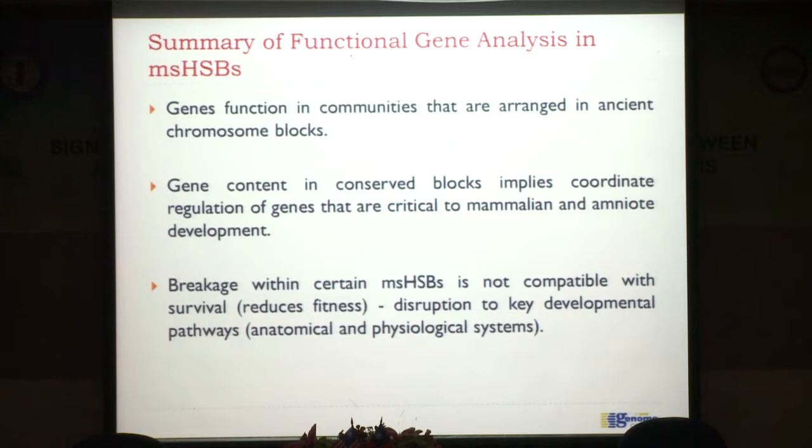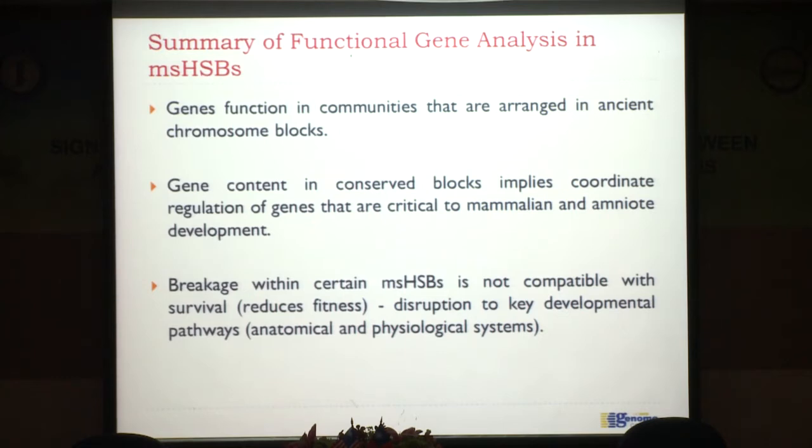And so, to summarize this, we'll say the following. Genes function in communities, basically, these blocks, that are arranged in ancient configurations that have been unbroken over long periods of time. The gene content in the blocks tend to be involved in very key and core developmental processes, development of the central nervous system, development of anatomical systems. That implies that those genes in those blocks have a coordinate regulation of their gene expression, and that they are absolutely critical to mammalian, and when we add going all the way back to chicken, to amniote development.